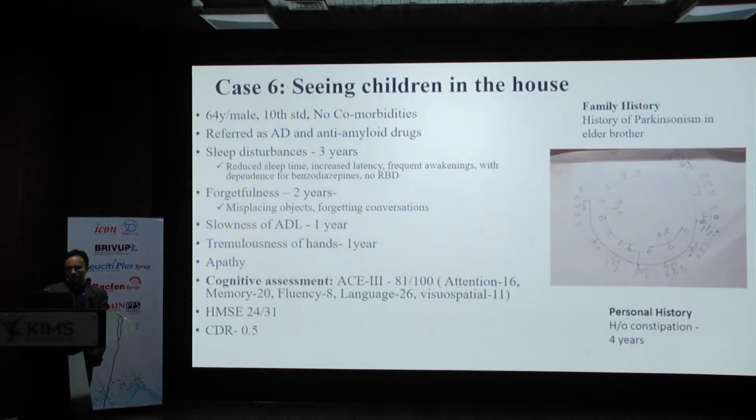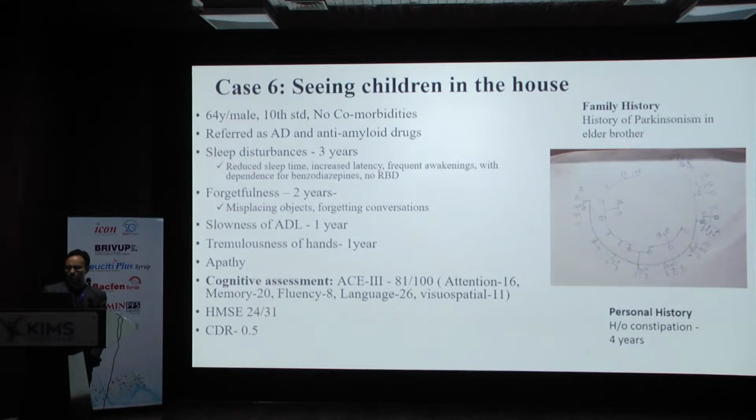Now, this was a very interesting case. A 64-year-old man, he was again referred as Alzheimer's, with anti-amyloid drugs being considered. Sleep disturbances for the last 3 years, forgetfulness for 2 years, slowness in ADLs for 1 year, tremulousness for 1 year, and apathy.